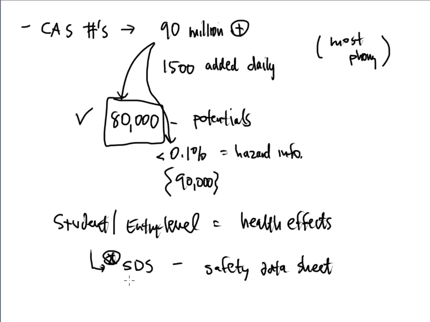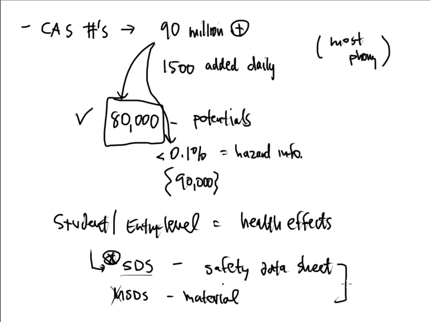Now, in the past, it was not called SDS. It was called MSDS, and the M stood for material. So it was a Material Safety Data Sheet. Now, we dropped the M. It has been renamed Safety Data Sheet, SDS, and that's it.